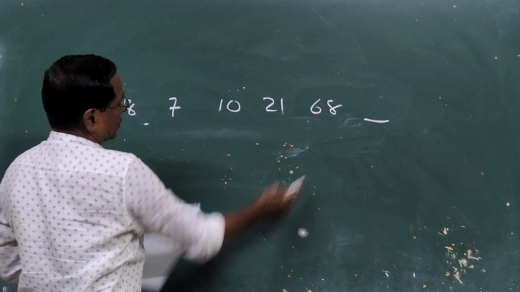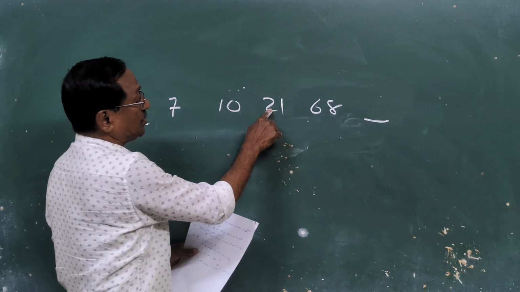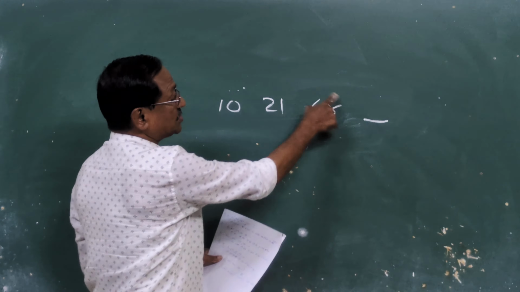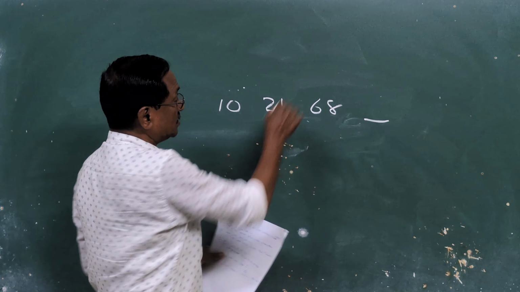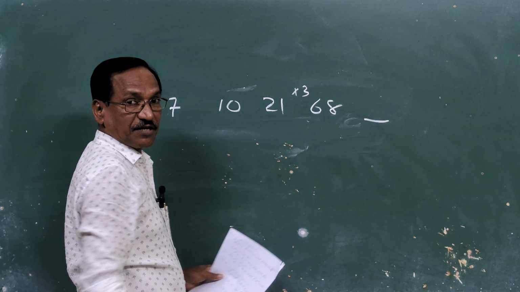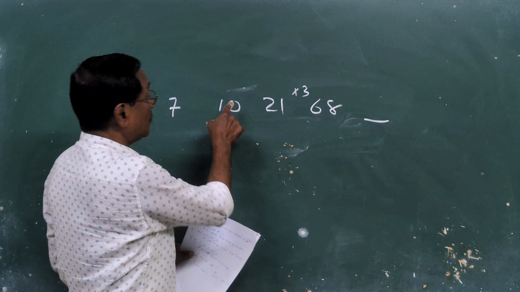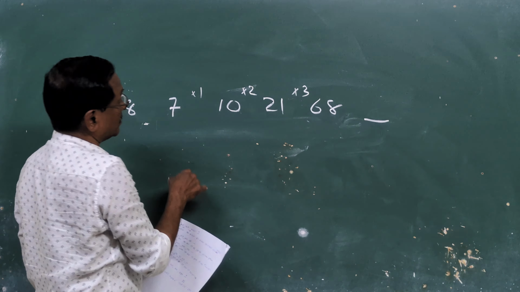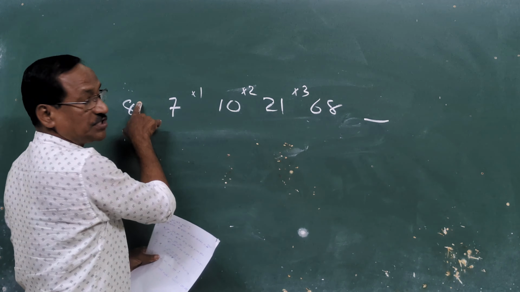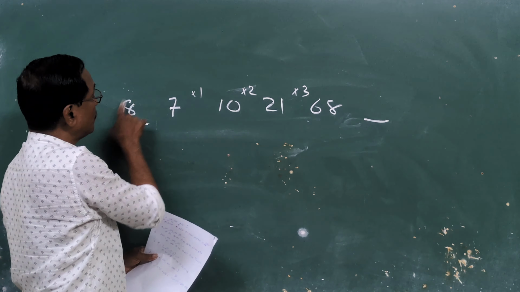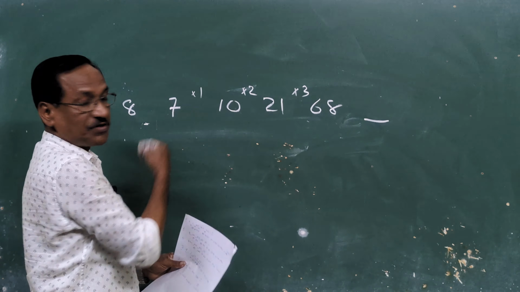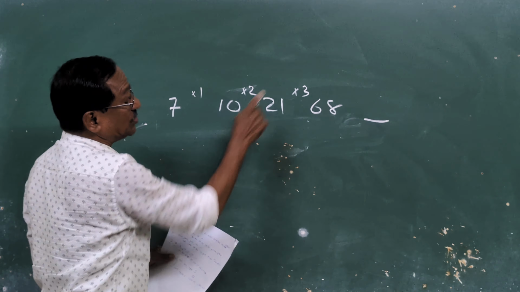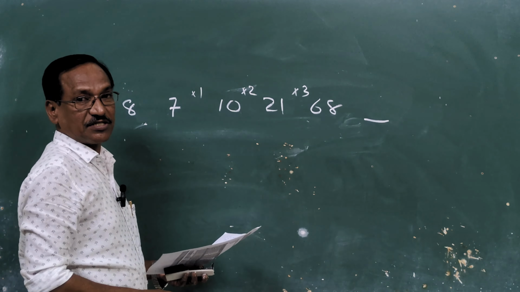When it comes to multiplication, if we multiply 21 by 3, we will get 63. It is somewhere near 68. So here it may be multiplication by 3. If it is so, then here it will come 2, then here it will come 1. Then for this one, we will not get a number. Or if you multiply it by 0, that will not give the answer. So into 1, into 2, into 3 may not be the pattern.